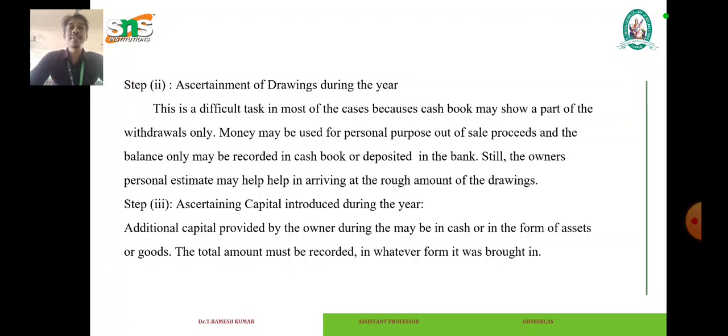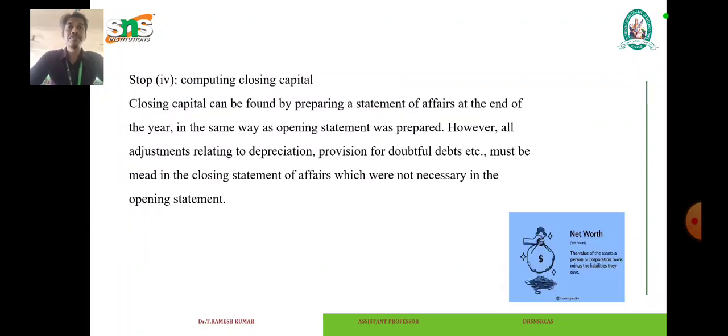Step 3. Ascertaining capital introduced during the year. Additional capital provided by the owner during the year may be in cash or in the form of assets or goods. The total amount must be recorded in whatever form it was brought in.